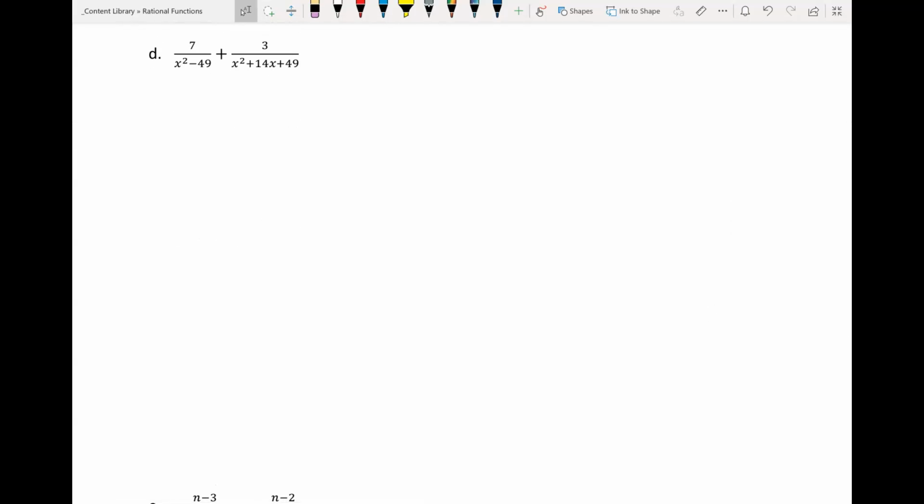2 more examples to go through. So for this one, it's a slightly different type of question just because it looks like we're going to have even larger denominators to work with. So the first thing I'm going to do is factor our denominators before we can even tell what the LCD is. The first denominator is a difference of squares, so it's x minus 7, x plus 7. And then for our second one, factors of 49 are 7 and 7, and we can create a positive 14 if they were both positive 7s.